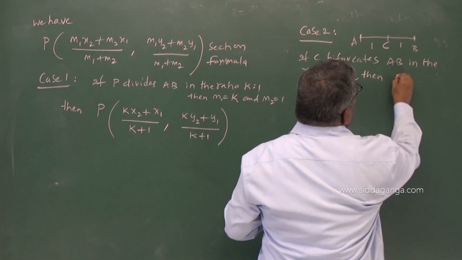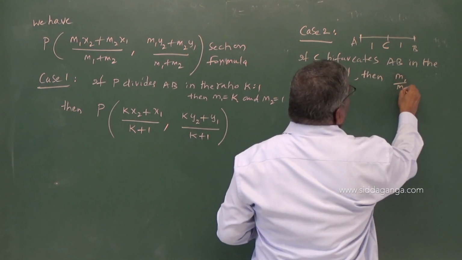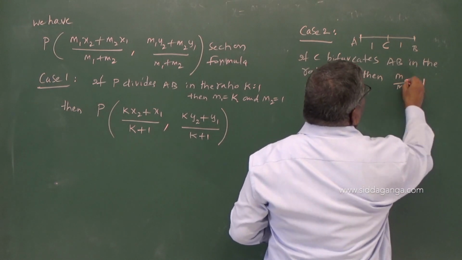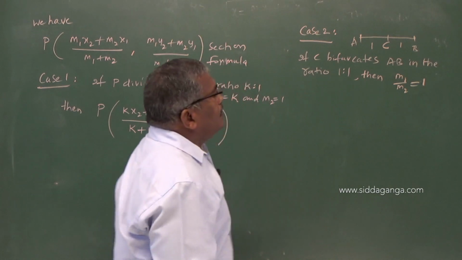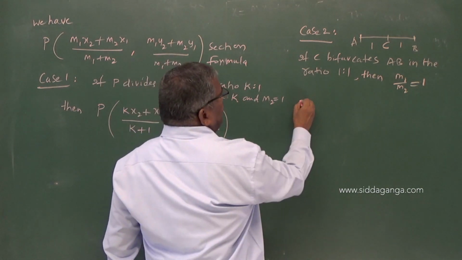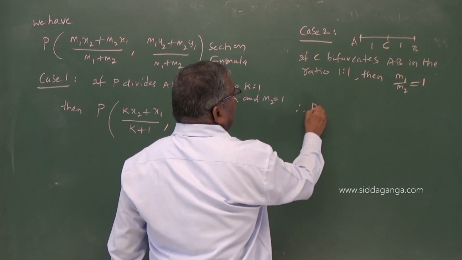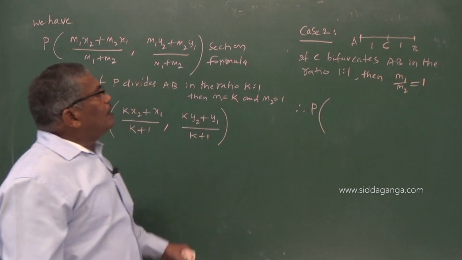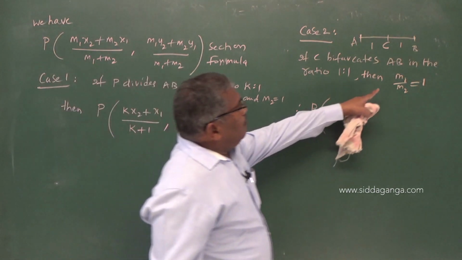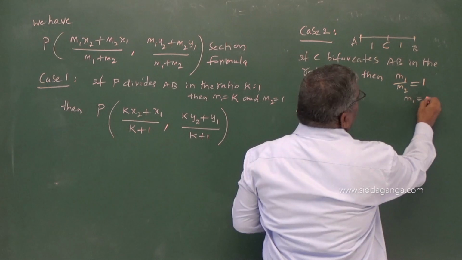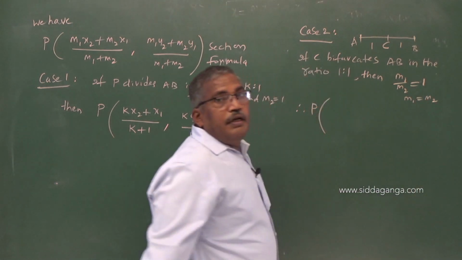They are one and the same. M1 by M2 equals 1, so M1 is to M2 equals 1. So therefore, in such cases, what happens, you observe: M1 by M2 equals 1 means M1 equals M2. M1 becomes M2.